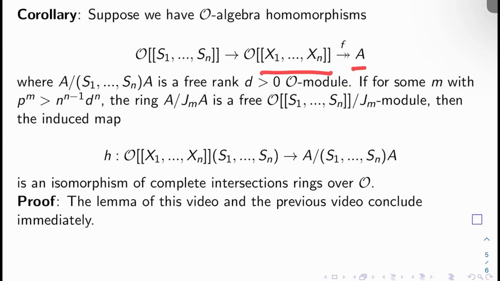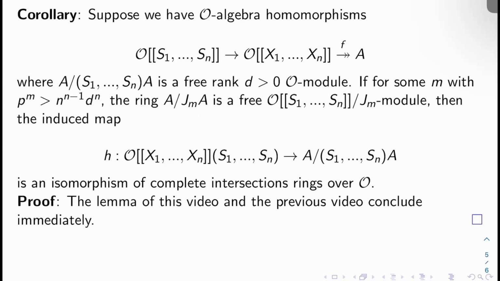That will map to A surjectively via F, where A mod the ideal generated by S1 through Sn times A is free of rank D positive as an O module. Okay, if for some M such that P to the M is greater than N to the N minus 1 times D to the N, the ring A mod J sub M A is a free O double bracket S1 through Sn mod J sub M module.